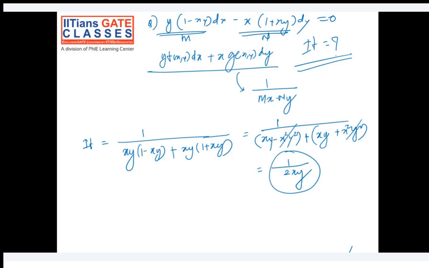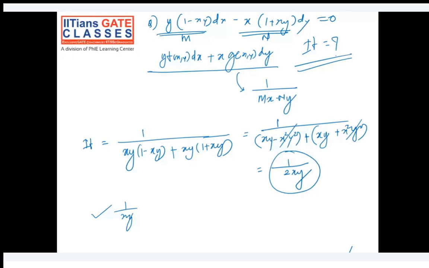Just one more point you should know. If in the options 1 upon xy is there and 1 upon 2xy is not there, then also you can directly choose 1 upon xy, because a constant doesn't matter when it comes to converting non-exact to exact.